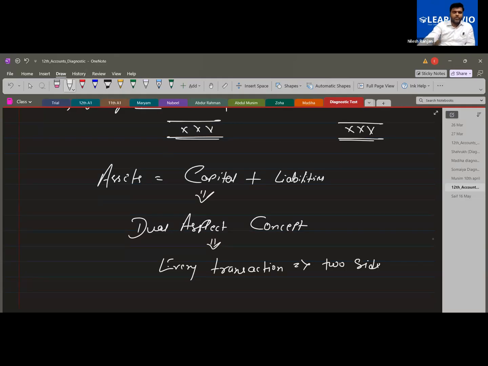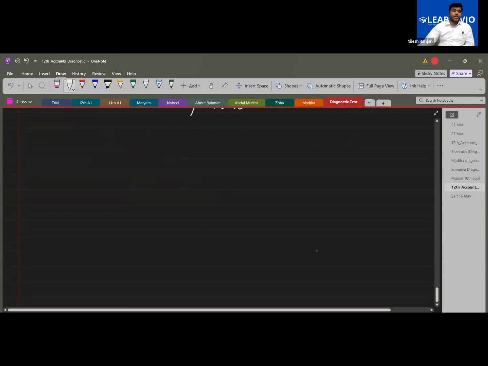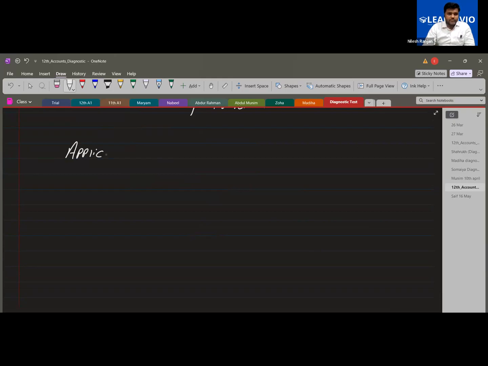Okay, now in balance sheet there is another concept that you have to remember, that your application of fund should always be equal to your source of fund.